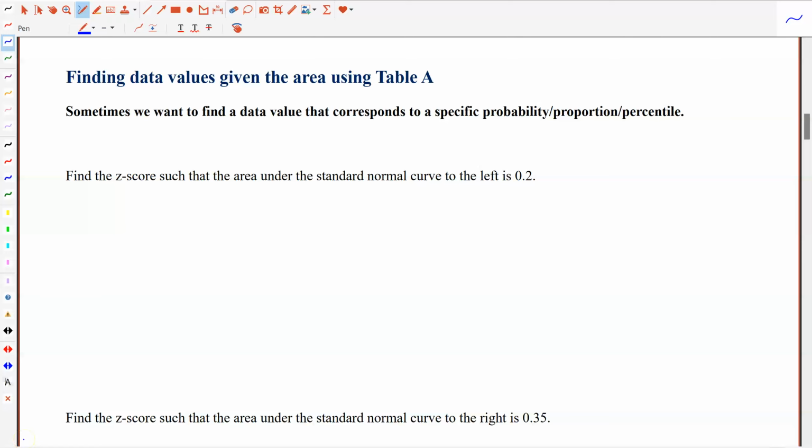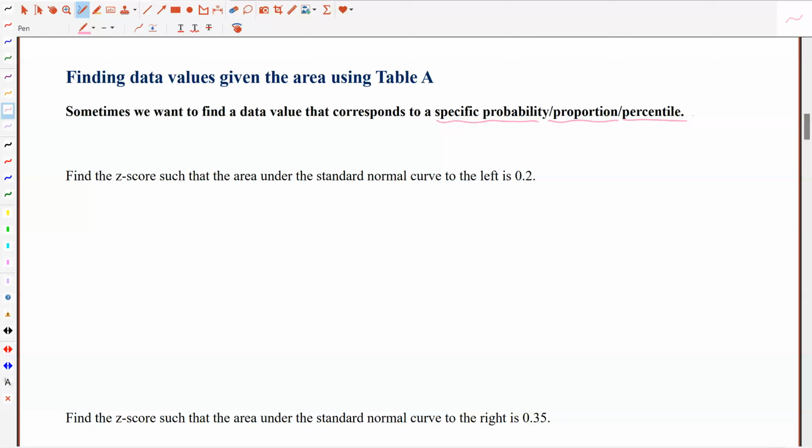Well, most times we will be given a data value and we want to find the area under the normal curve with respect to some region involving that value. Sometimes we are given the area under the curve and we want to find the data values that would correspond to certain areas. And remember, the area under the curve of a normal distribution also connects back to a probability, a proportion, or a percentile. So that's what the area under the curve is. It also gives us a probability, proportion, or percentile.